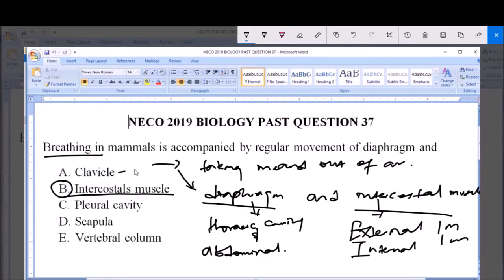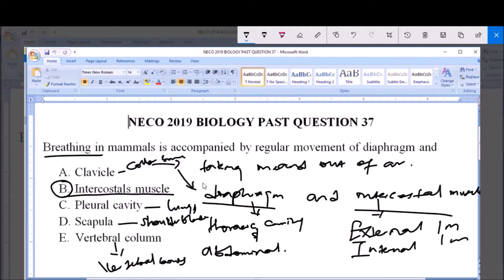Clavicle here is a bone, we call it the collarbone. The pleural cavity is the cavity occupied by the lungs. The scapula is a bone also known as the shoulder blade. And the vertebral column is the vertebral bones. So the answer to this question is option B, intercostal muscle.